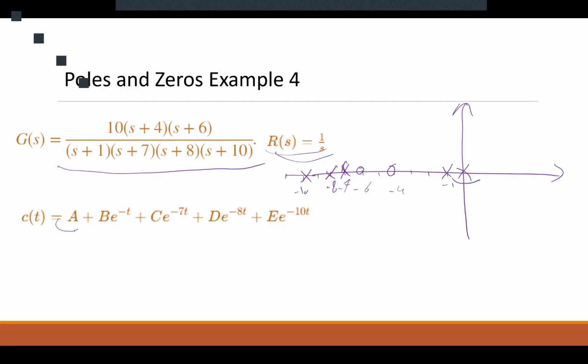a certain coefficient, let's say A times e to the power of 0, which is A, plus a coefficient times this pole, which is e to the power of minus t. Another term for this pole, so we have a coefficient times e to the power of minus 7t, e to the power of minus 8t, which is related to this pole, and then e to the power of minus 10t, which is related to this pole. Are we good?